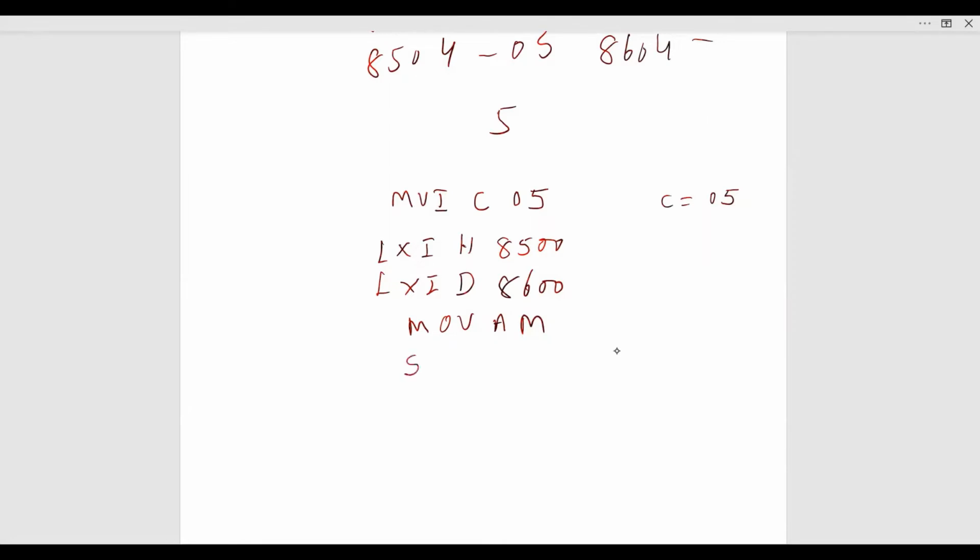Now there is an instruction called STAX D, which stores the contents of the accumulator to the memory location pointed to by the DE pair. So the accumulator now contains 01 and that will be transferred to where the DE pair is pointing, the memory location 8600. So 8600 will get 01.